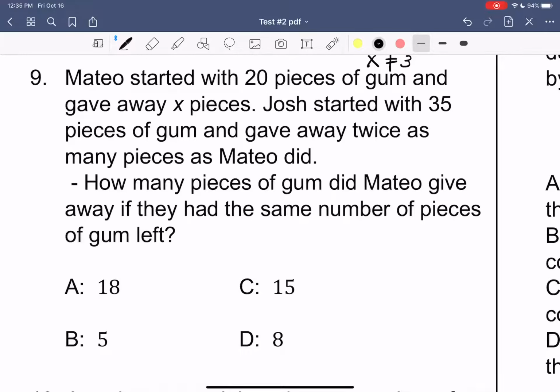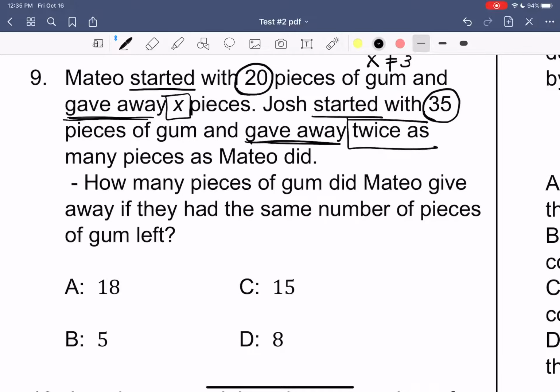That was a mouthful. Okay, so I'm going to go back in and try and extract an equation from my word problem. So Mateo started, so that means we're having an initial start of 20 pieces, which is going to be our constant. And he gave away X pieces. So we don't know what that X is, but we know he gave them away, so he's losing pieces from his 20. Josh started with 35 pieces and gave away twice as many as Mateo did. So again, remember, Mateo gave away X number of pieces.